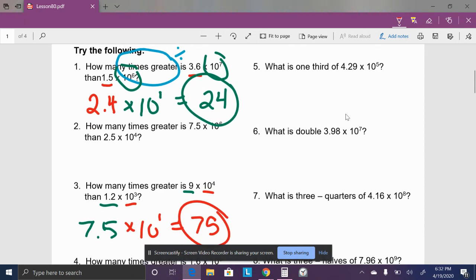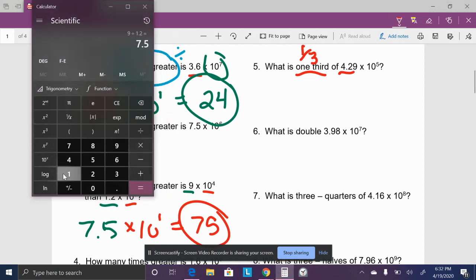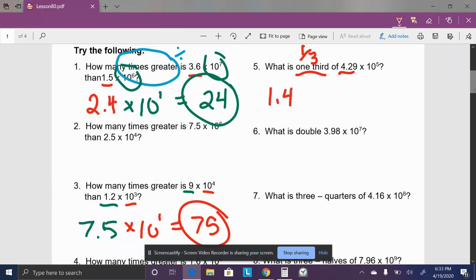Let's look at 5. What is 1/3 of 4.29 times 10 to the fifth? You have to know what 1/3 means. 1/3 is a fraction, right? So what I'm going to do is just multiply the 1/3 times 4.29. 1 divided by 3 times 4.29, and you get 1.43 times 10 to the 5th.